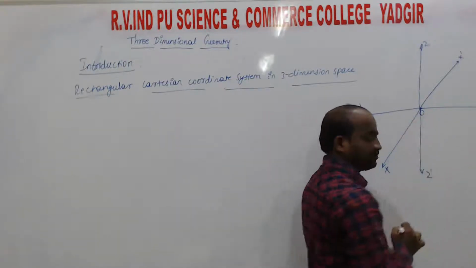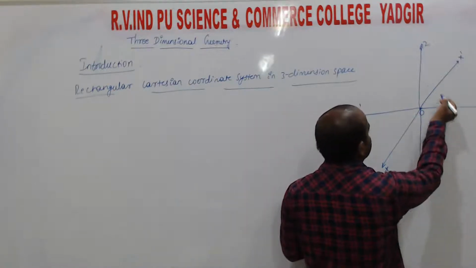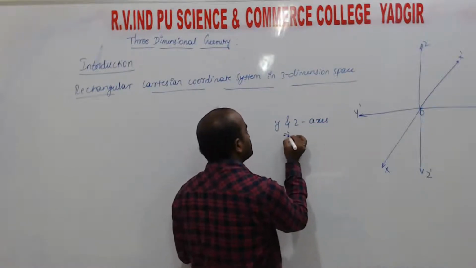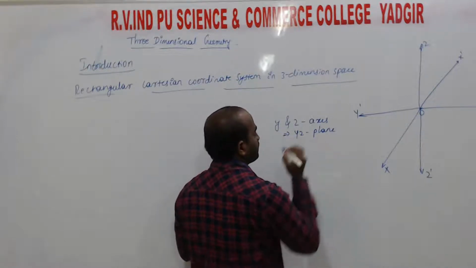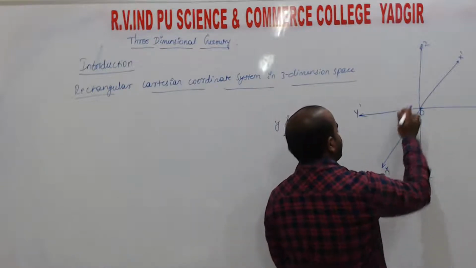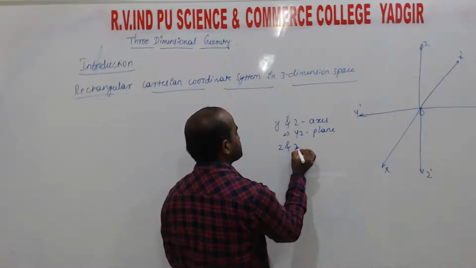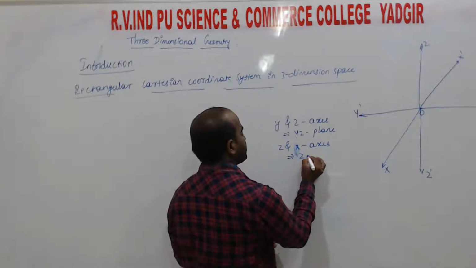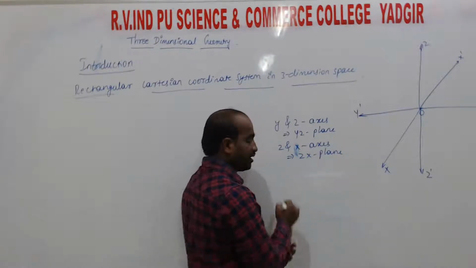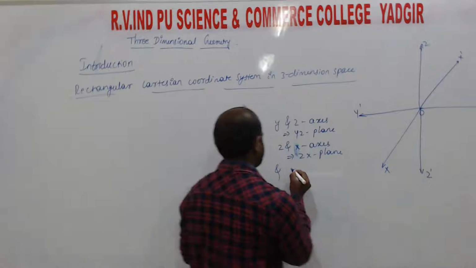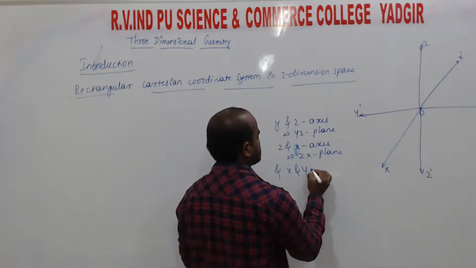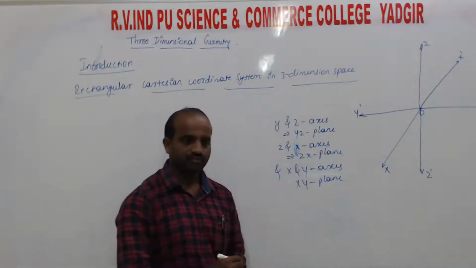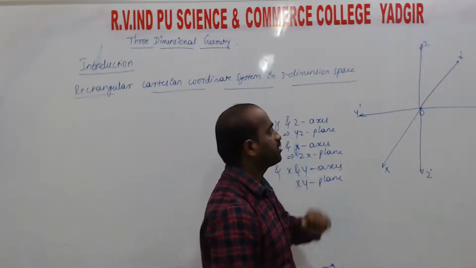The point O is called the origin. The plane containing the y and z axes is called the YZ plane. Next, the plane containing the z and x axes is called the ZX plane. And last, the plane containing the X and Y axes is called the XY plane.